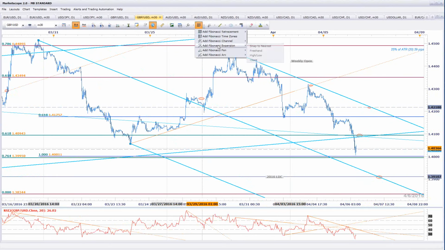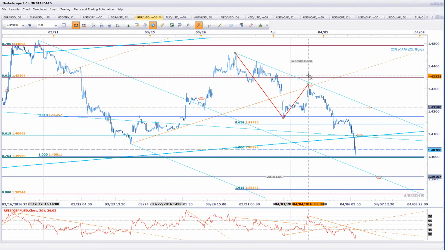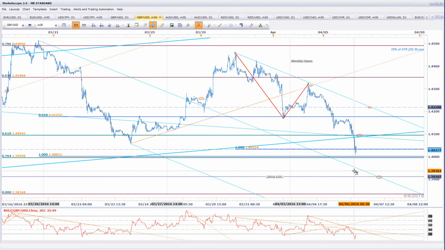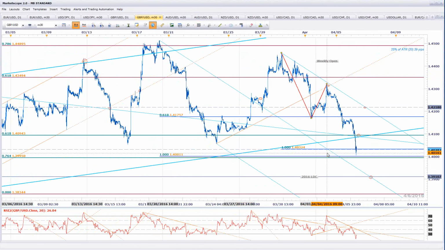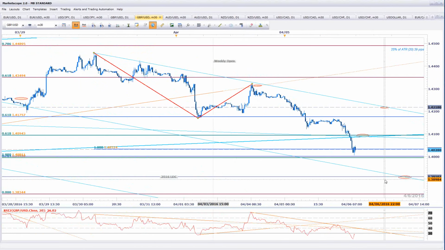In fact, one thing I want to look at real quick, just bear with me. Oh, nice. So this is an exact 100% extension from the decline off last week's high. Interesting.